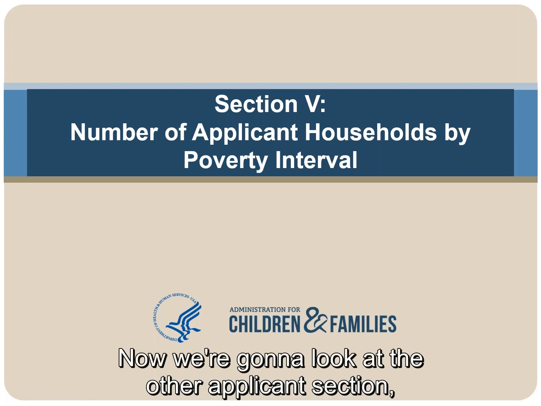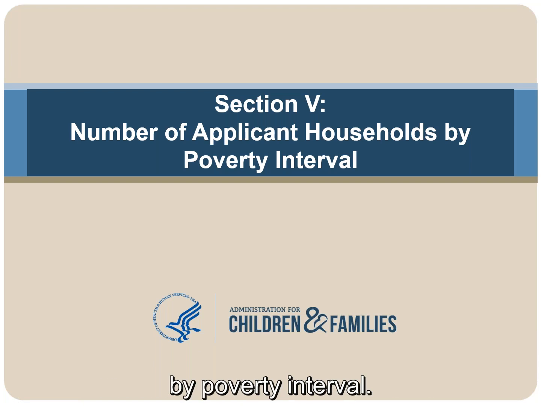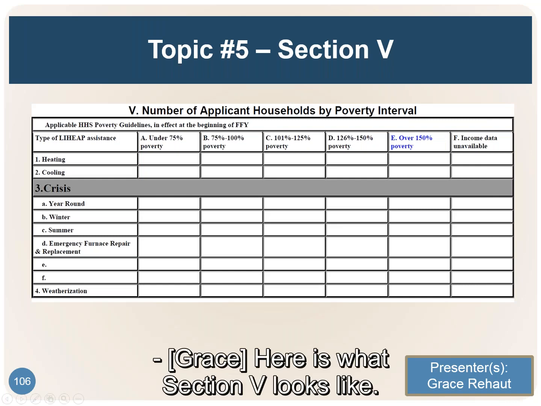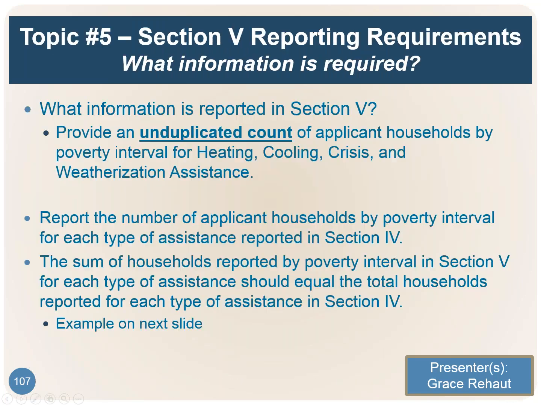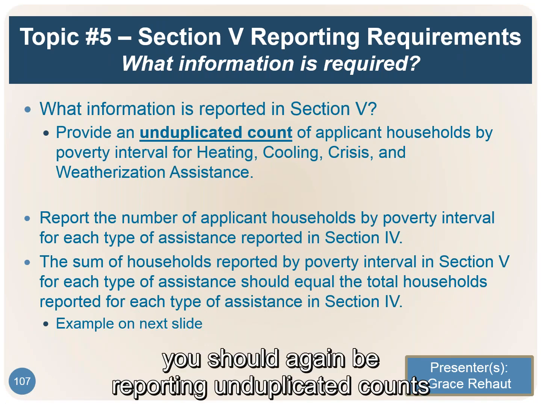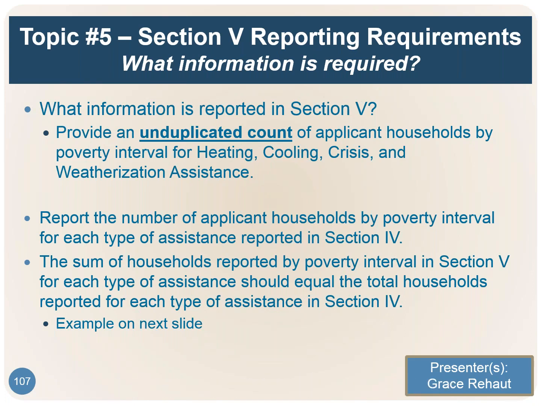Now we're going to look at the other applicant section, section 5, which is the number of applicant households by poverty interval. So here is what section 5 looks like. As in other parts of the form, you should again be reporting unduplicated counts of applicant households in section 5.